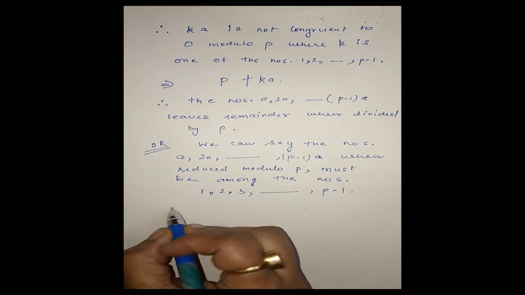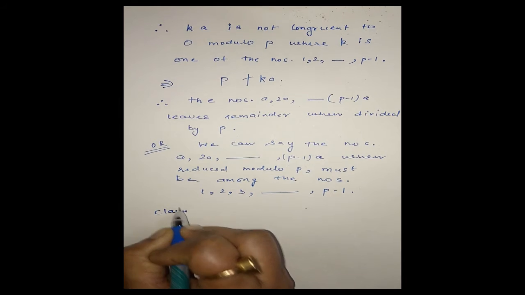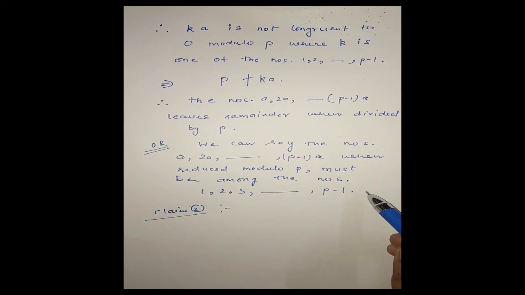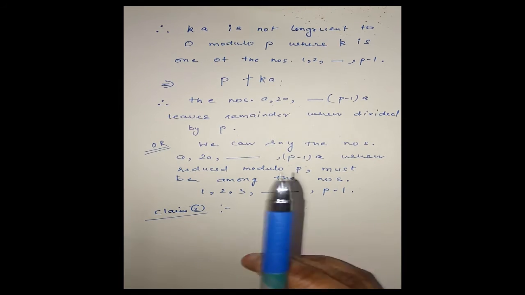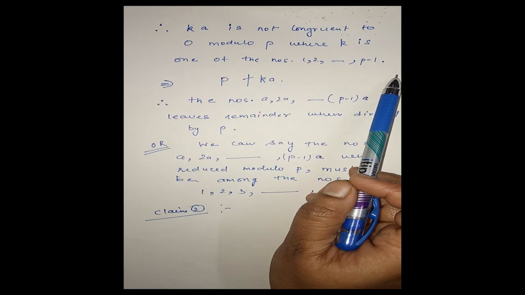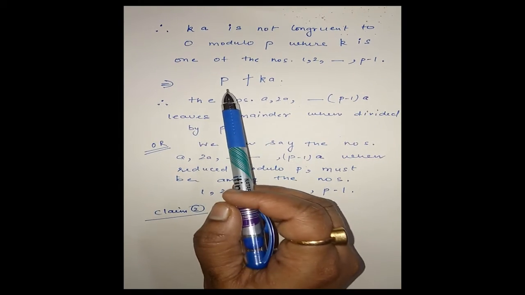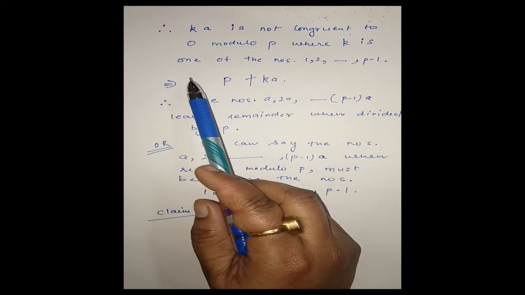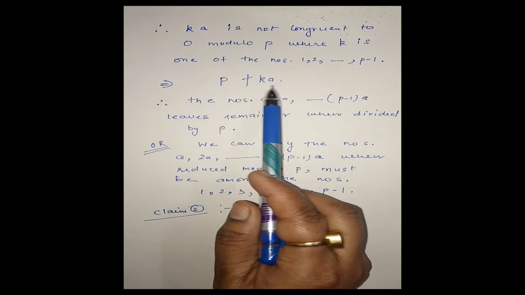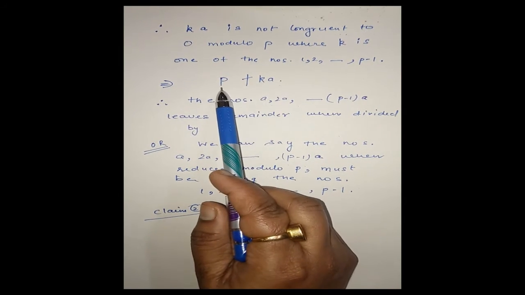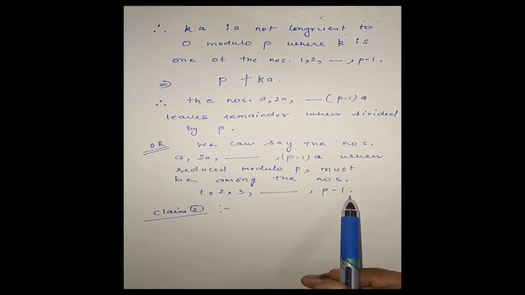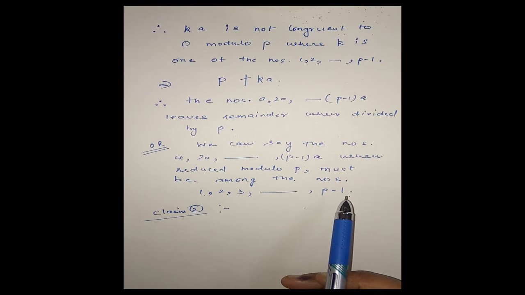Now we will claim the second part. Up till now we have seen that, first, none of the numbers is congruent to 0 modulo p. And second, if none of the numbers is congruent to 0 modulo p, that means p does not divide ka, so on dividing these numbers by p there will be some remainder, and the remainder will be among 1 to p minus 1. That is all clear up to here.